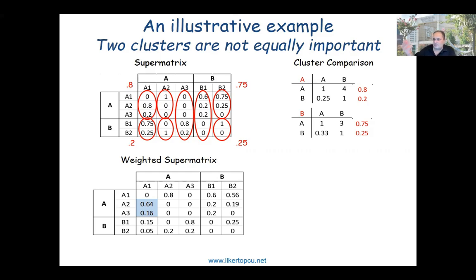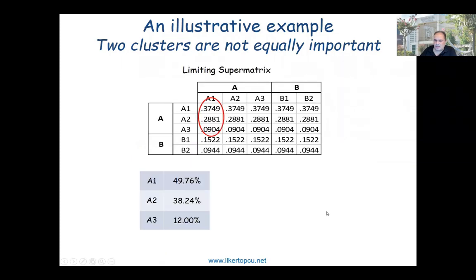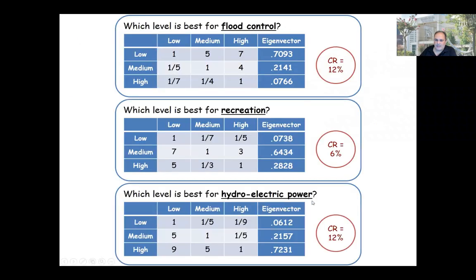So cluster comparison questions will increase the number of questions, but especially if clusters are not evenly distributed, you can ask these questions. And the limiting matrix is a little bit changing. Again, you can have normalization here. So I am skipping this dam example. You can see this example in the book.